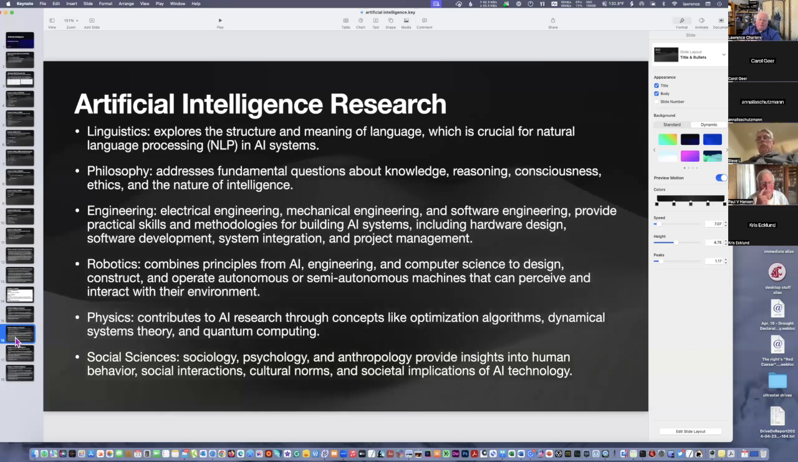It requires electrical engineering. Depending upon what you're doing, it might require robotics, which is applying intelligence to things that move. It requires an understanding of physics because we're actually bumping up against the limits of physics with a lot of the stuff that we're doing now, and it requires the social sciences to give us insight into how these things are going to affect us culturally.